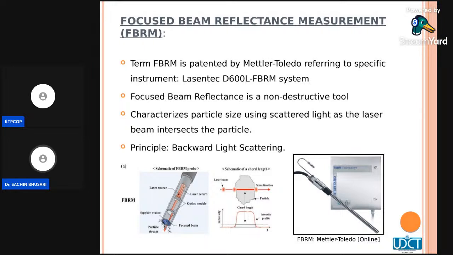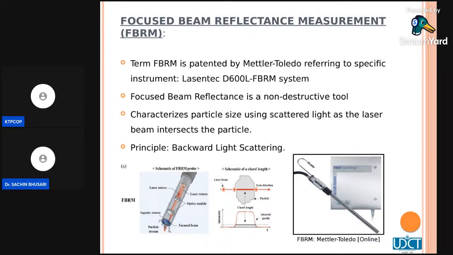So we are more interested to know the particle size. Those who are working in nano or nanoparticle systems, nanosizing, nanomaterials, particle size is very, very important. If you want to measure that particle size online, then the FBRM technique is widely preferred. It is based on backward light scattering.